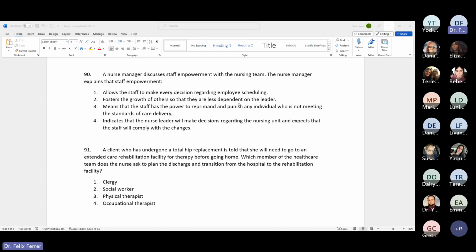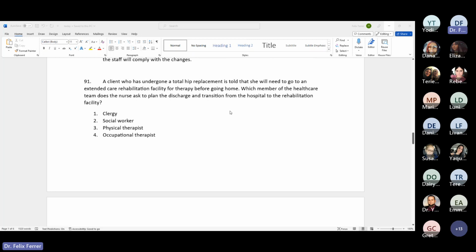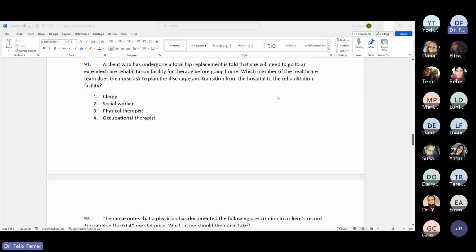Really good. Question 91. A client who has undergone a total hip replacement is told that she will need to go to an extended care rehabilitation facility for therapy before going home. Which member of the healthcare team does the nurse ask to plan the discharge and transition from the hospital to the rehab facility? Social worker. We have two choices, social worker or case manager. But then I'm giving you a case manager, social worker.